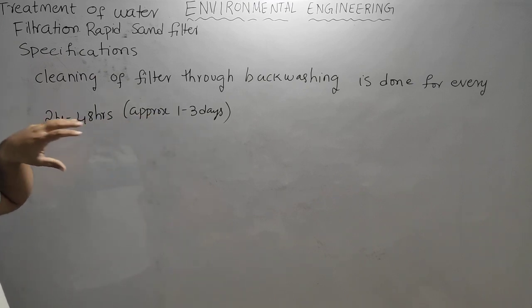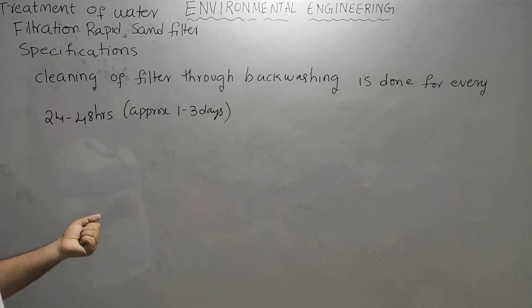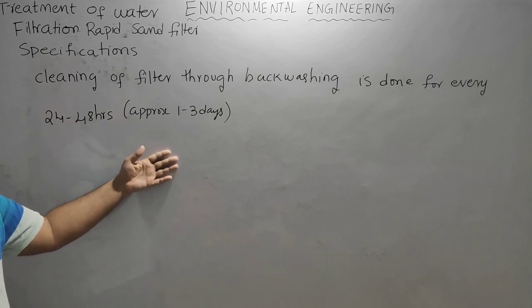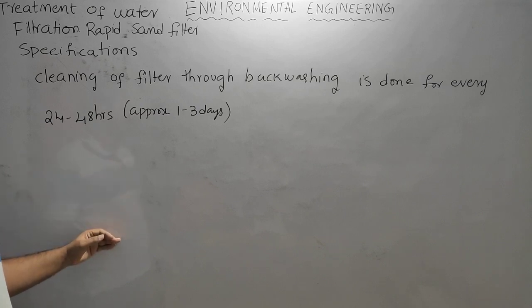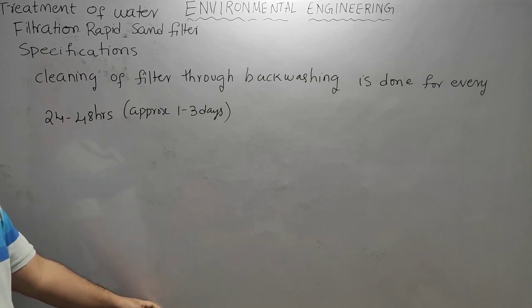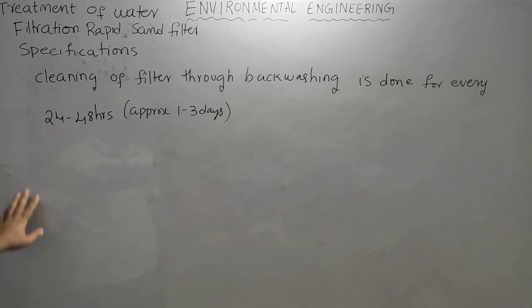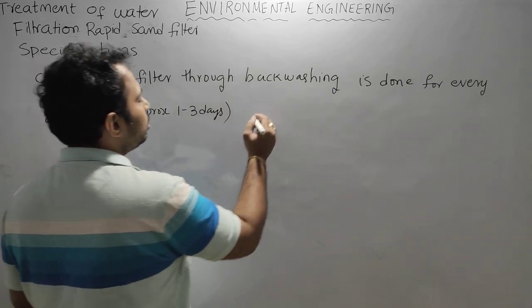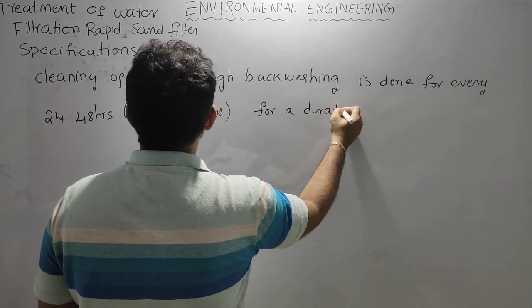There is no fixed duration, because depending upon the incoming raw water's quality, the duration varies. Here we can say fixedly what the head loss permitted is: 2.5 to 3 is the head loss permitted, whereas this duration may vary depending upon the quality of the raw water. So backwashing is for every 24 to 48 hours for a duration of 10 minutes.